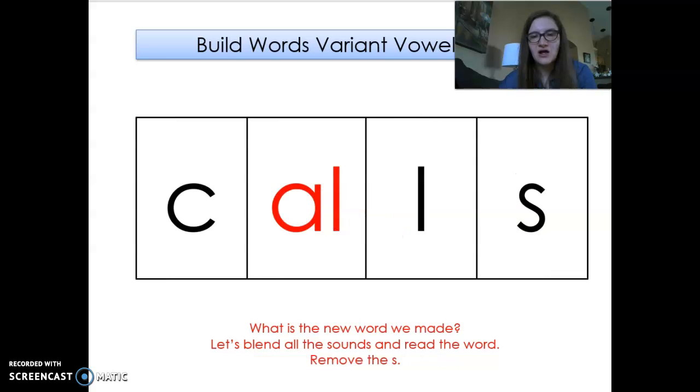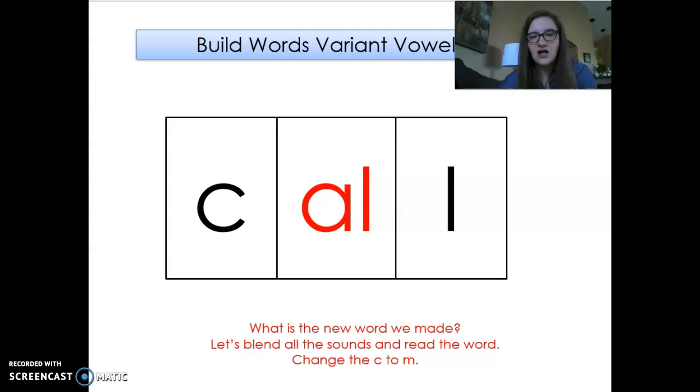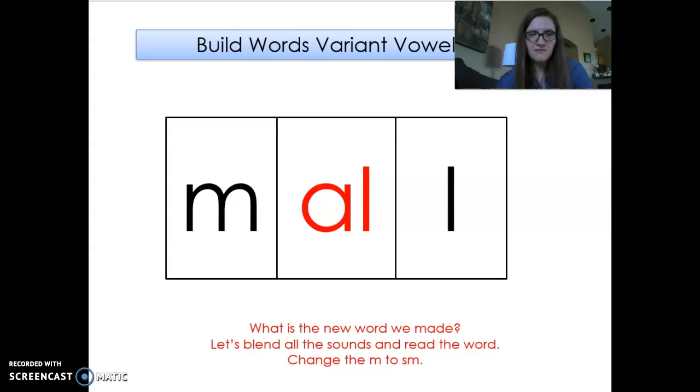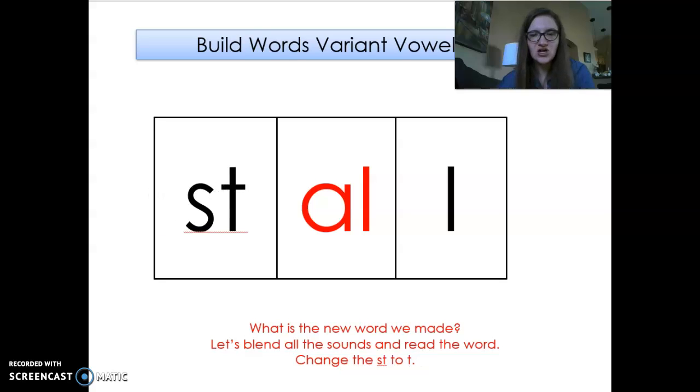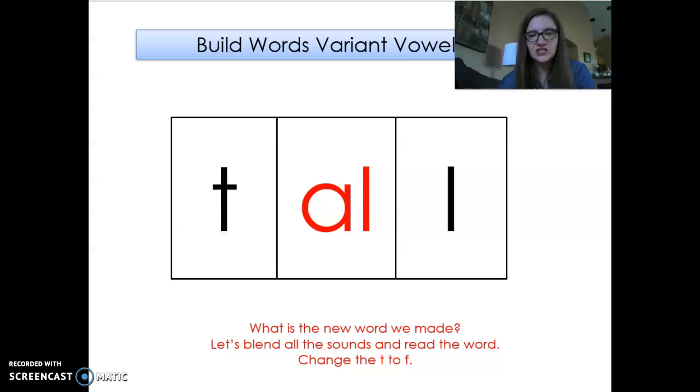Okay, so calls. Remove the S. What's the word? Call. Change the C to an M. What's the word? Mall. Add an S to the beginning. What's the word? Small. Change the SM to an ST. We're switching what the blend is. SM to ST. What's the word? Stall. Remove the S. What's the word? Tall. Change the T to an F.